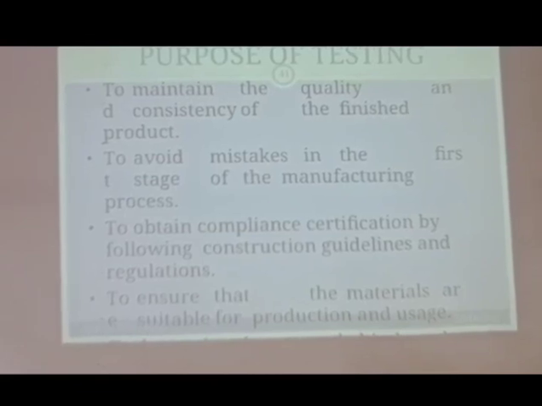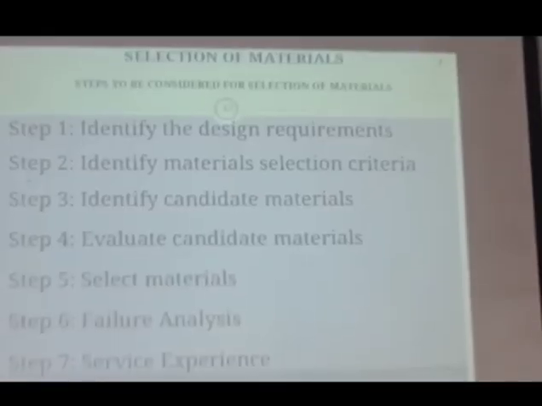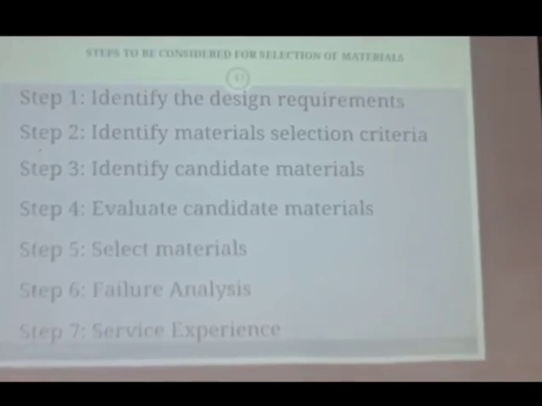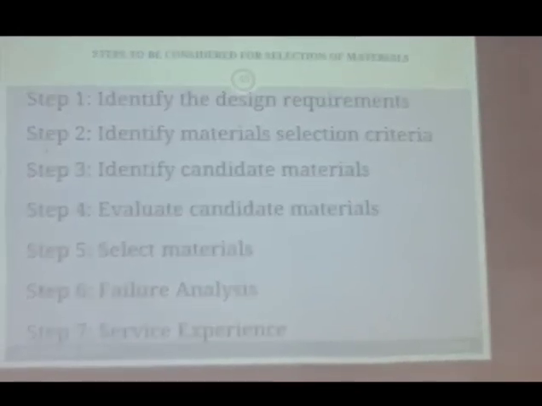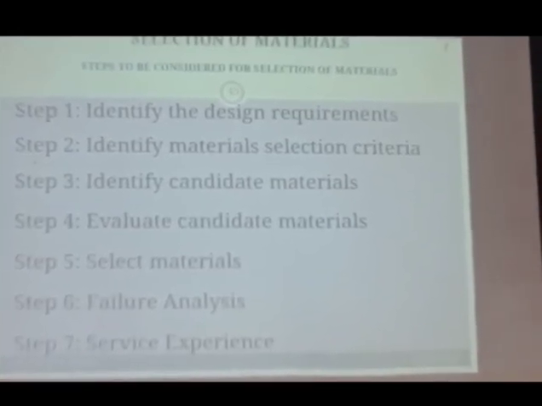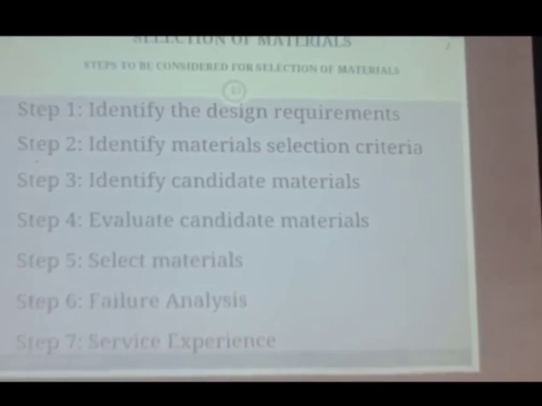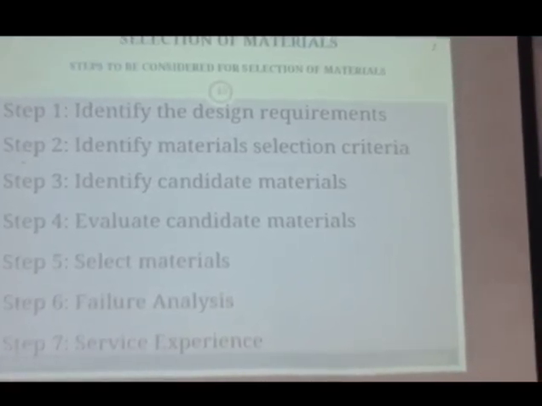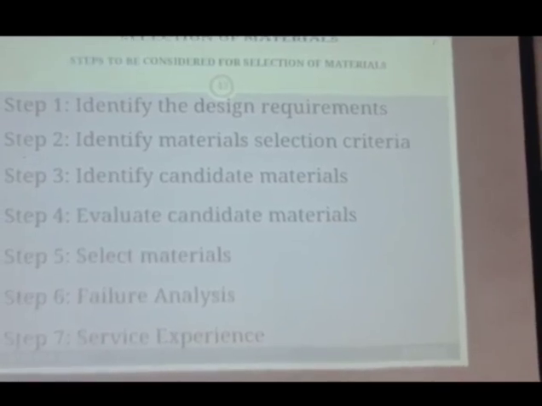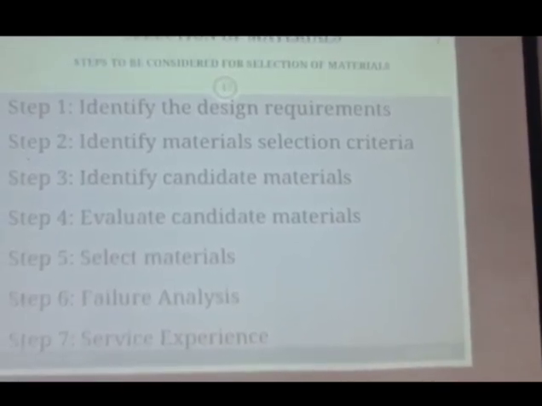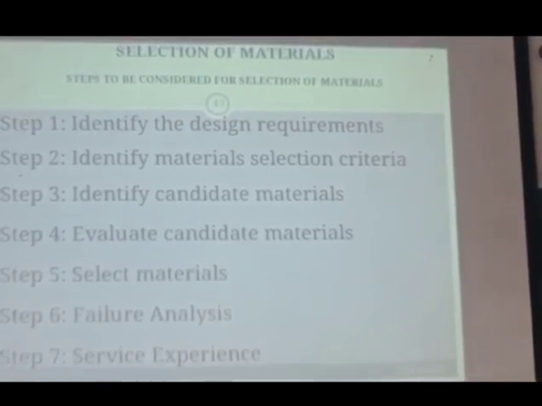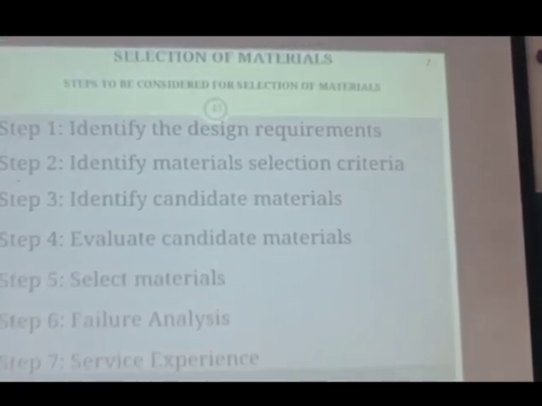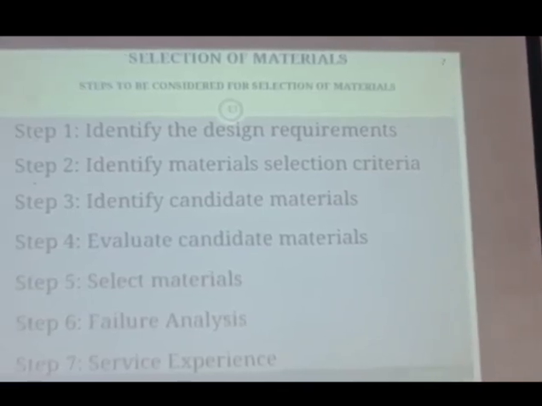Now the specific 7 steps involved in selecting the material. Step number 1 is identify the design requirements. Step 2 is identify material selection criteria. Step 3, identify candidate material. Step 4, evaluate candidate material. Step 5, select material. Step 6, failure analysis. Step 7, service experience. So these are the 7 steps involved in selecting the material. We can discuss them further in detail.